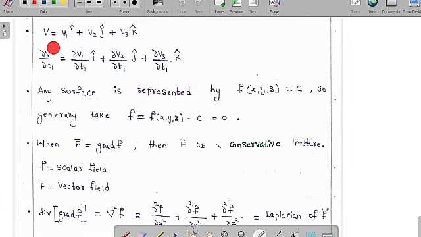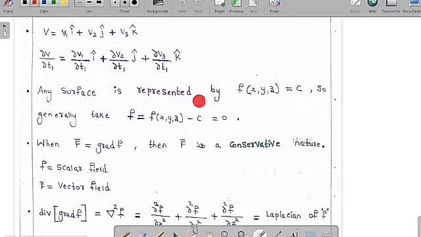Suppose there's a vector v, which is v1 i cap plus v2 j cap plus v3 k cap. Now I want to find the partial derivative with respect to t1. Therefore dou v by dou t1 is equal to dou v1 by dou t1 i cap plus dou v2 by dou t1 j cap plus dou v3 by dou t1 k cap.